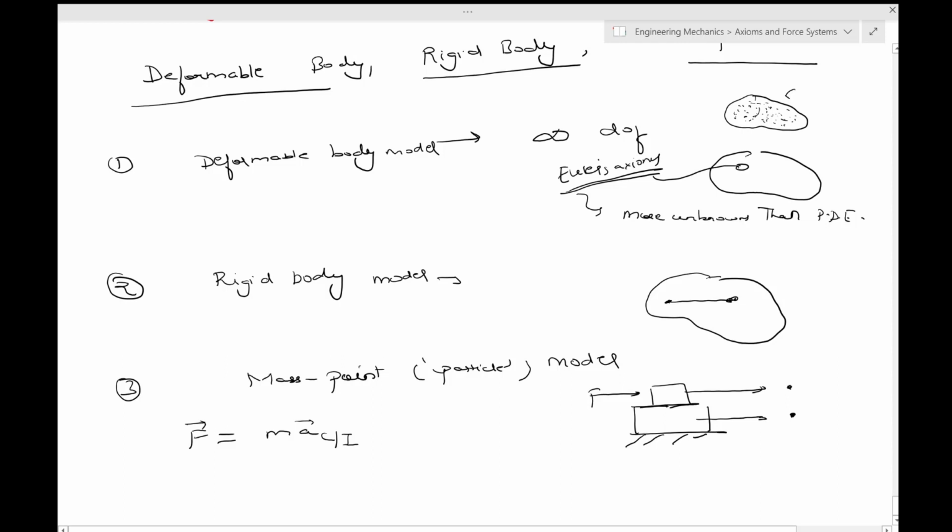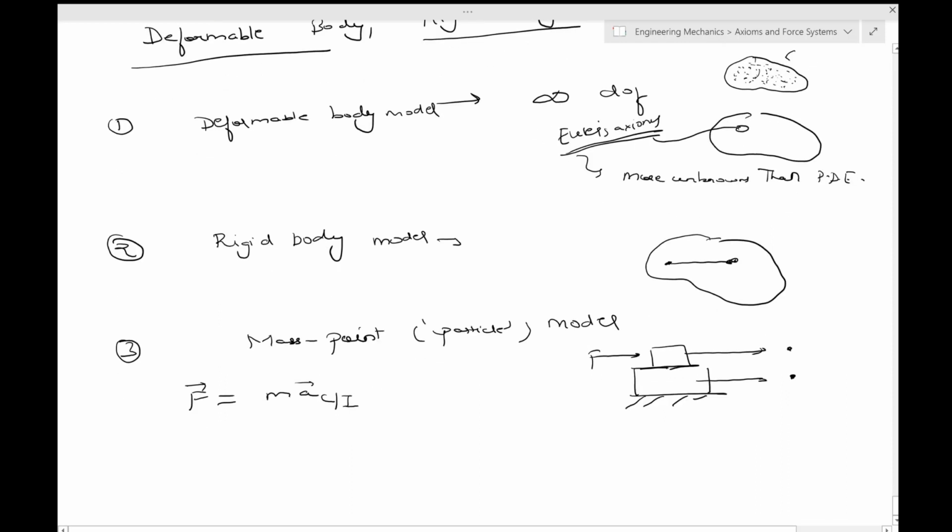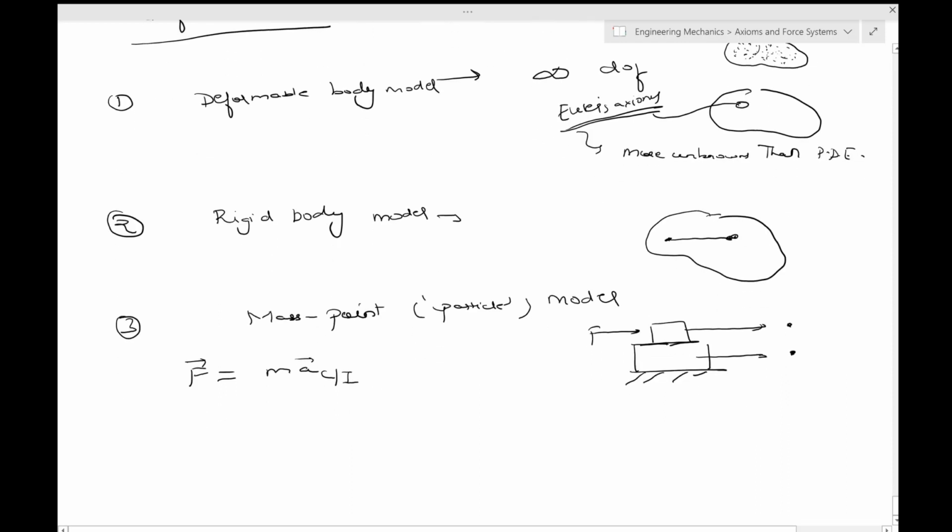Okay, so this was the idea about it, and it depends on different situations of your application of the problem, whether you can model it as a point, a mass point model, or you can model it as a rigid body, or you should model it as a deformable body. So over the years you will have this experience.